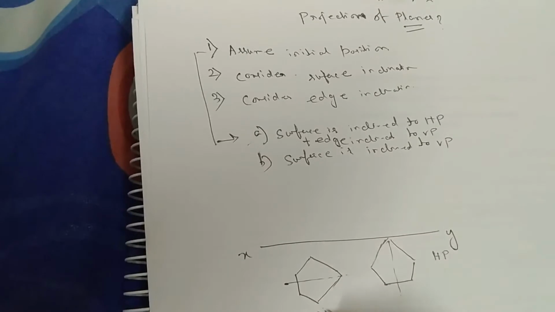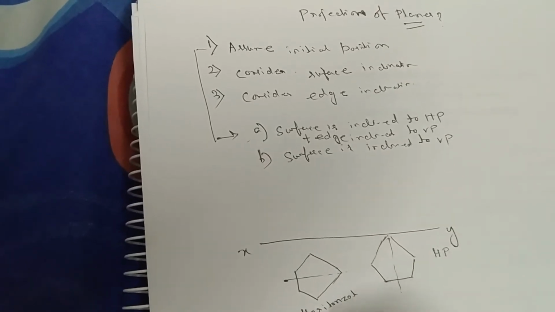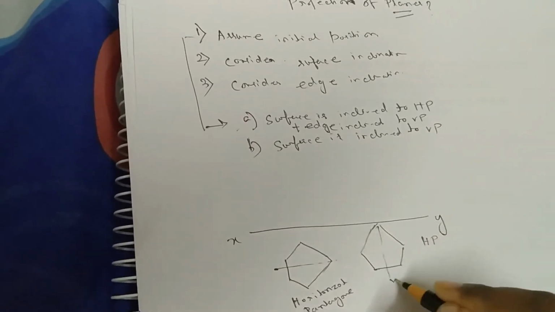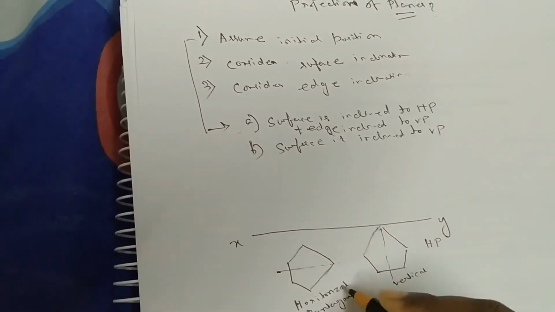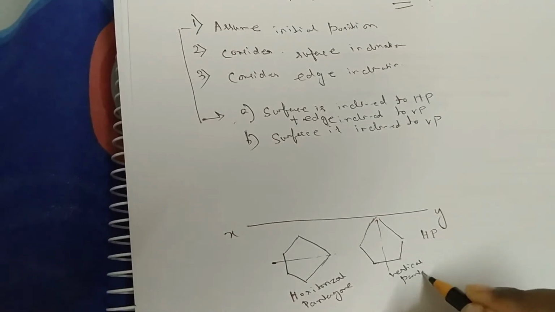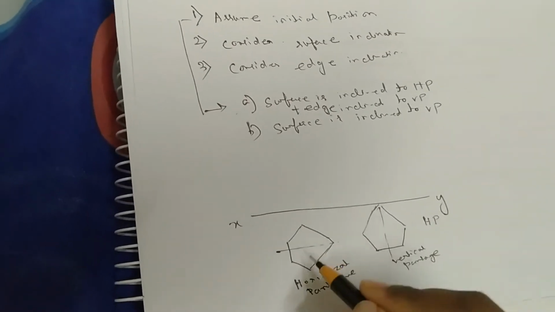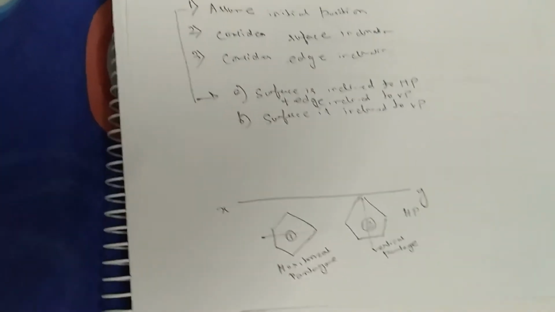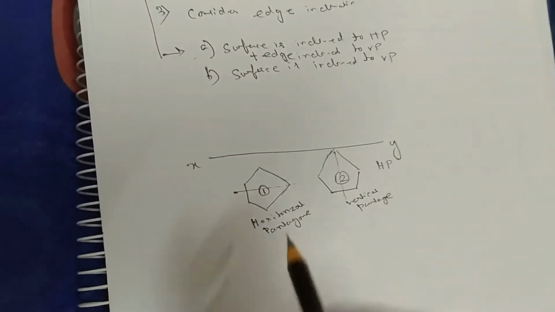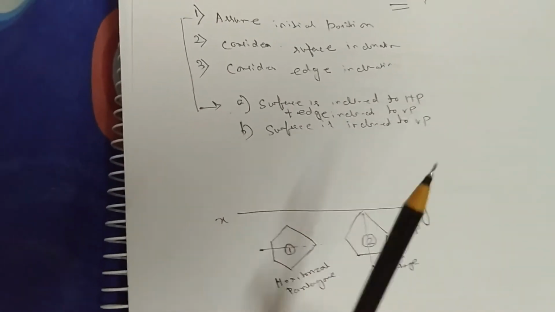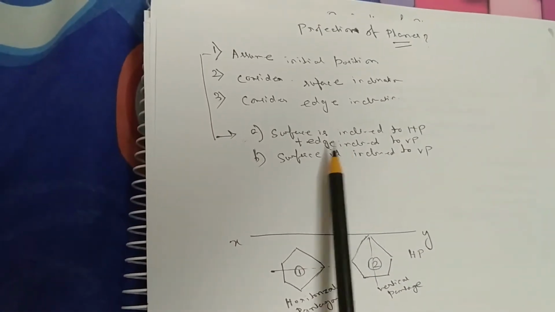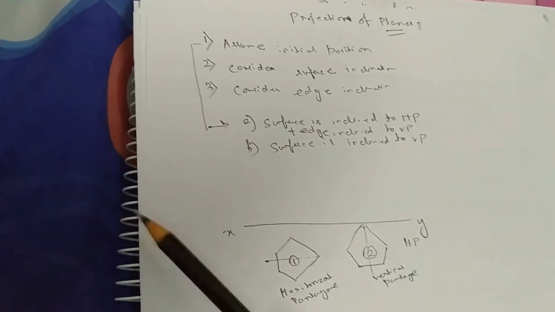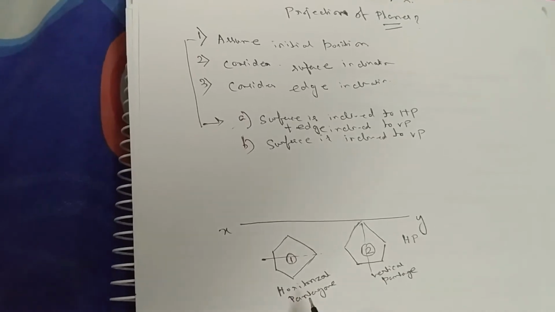So we can say this is a horizontal pentagon and this is your vertical pentagon. Case 1, case 2. Though it is your third step consideration, you have to assume it in the first step only.